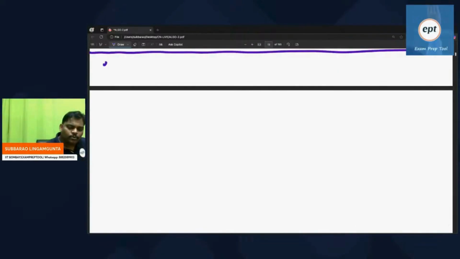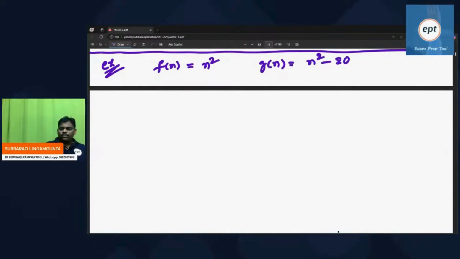Yeah, let's go to the next problem. Example. Let me try one more problem. Fn is equal to n square. Gn is equal to n square minus 20.